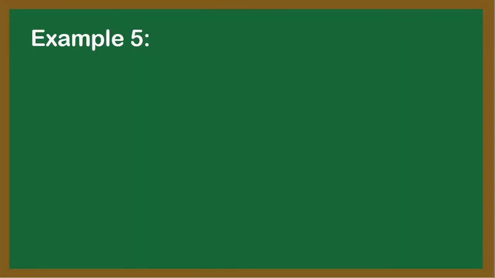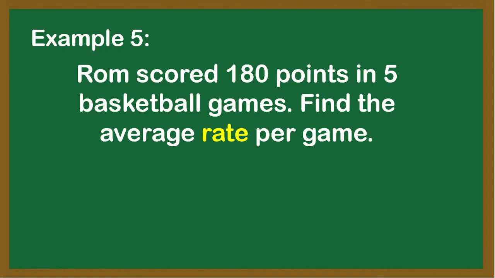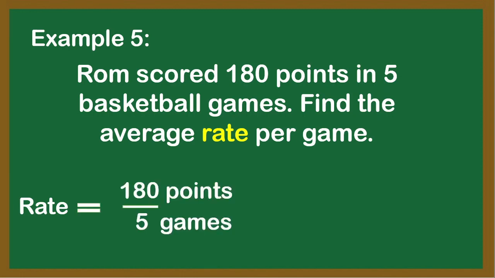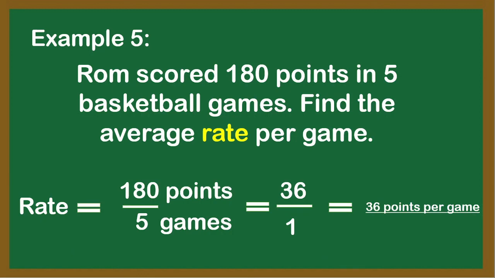Let us have example number 5. Rome scored 180 points in 5 basketball games. Find the average rate per game. So we have the rate equals 180 points is to 5 games. So we have the ratio now as 180 is to 5, and we are going to simplify it. Divide 180 by 5 and 5 by 5, and it will give us 36 is to 1. Then the rate now is 36 points per game.